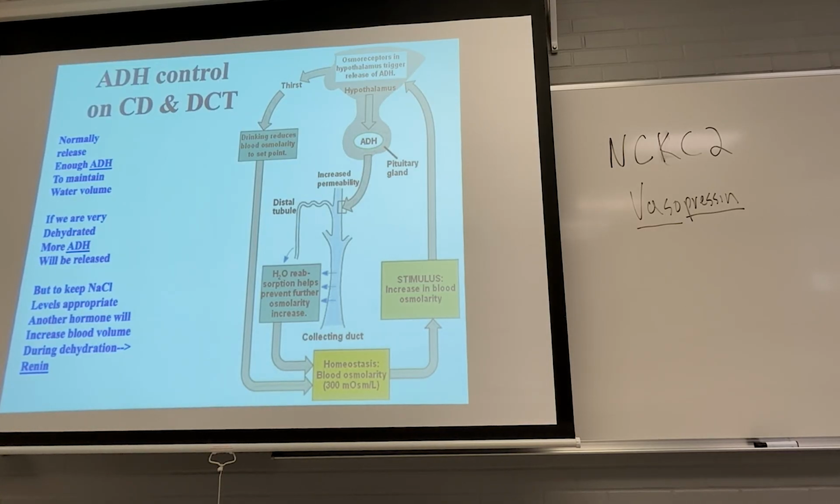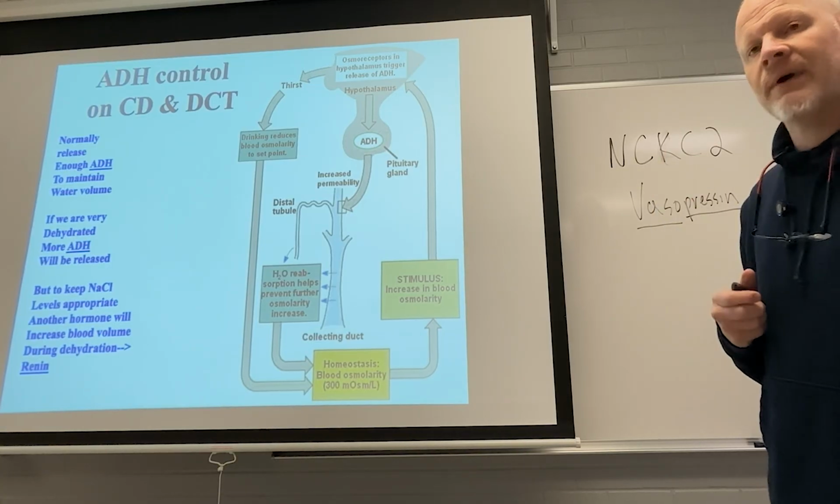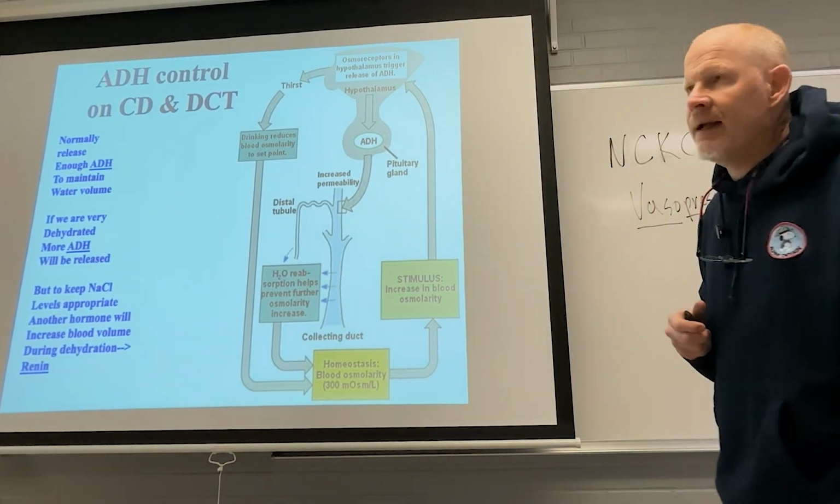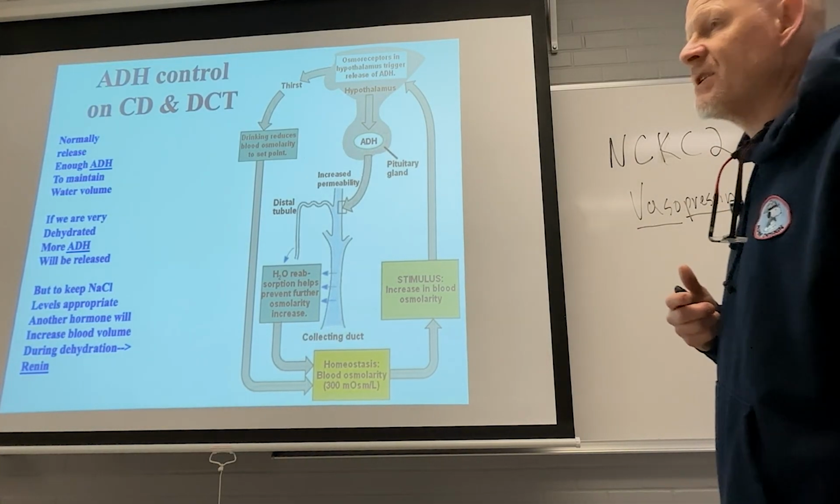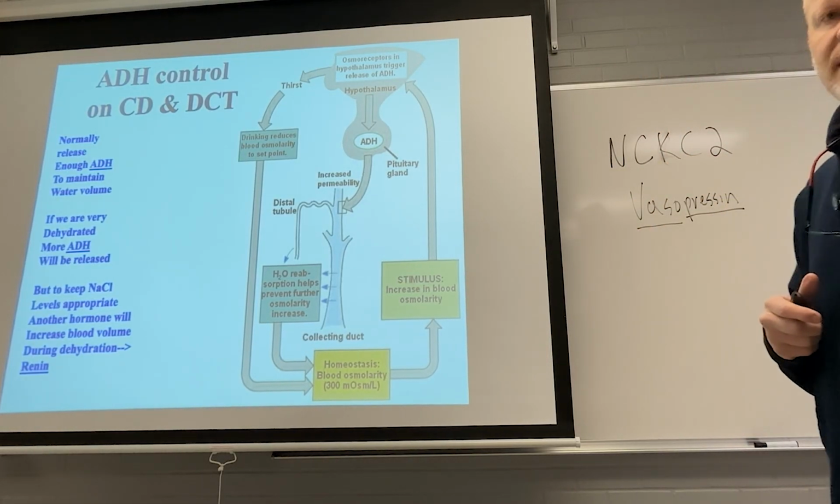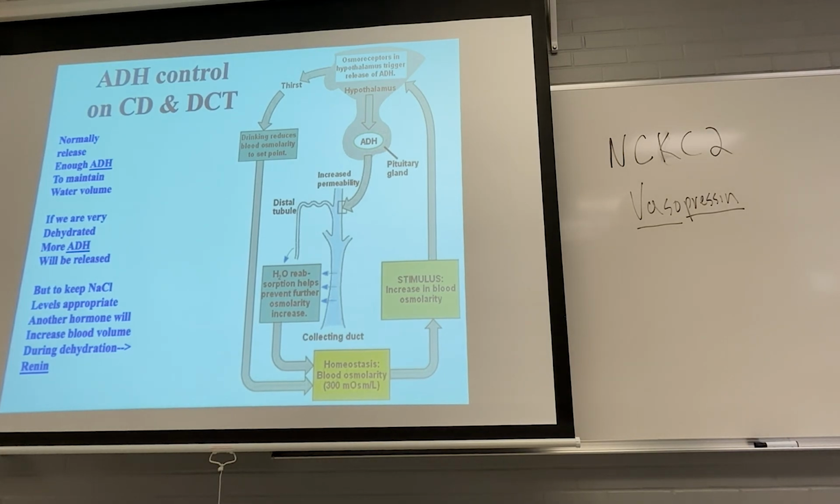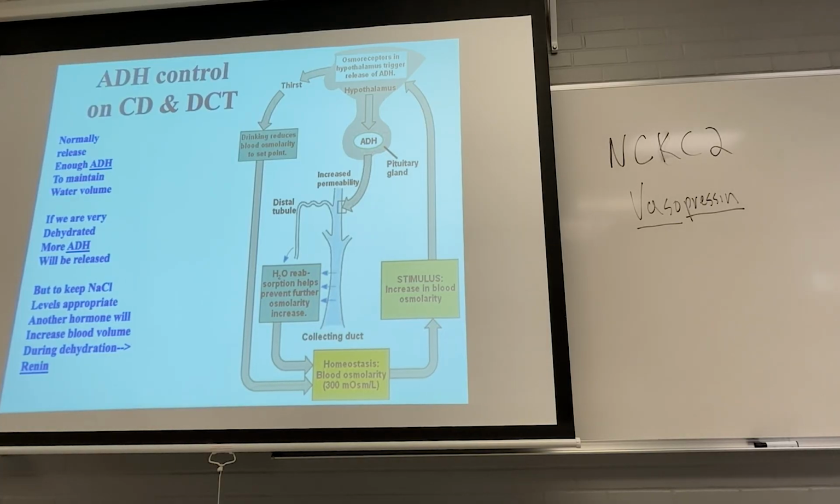So how does ADH work? ADH is released from the pituitary gland. You all know where the pituitary gland is? It's an outgrowth of the brain, right? It comes off the brain, and it's associated with a part of the brain called the hypothalamus, which is located at the floor of the third ventricle, one of the major cavities within the brain. It grows off of the brain, and it has two lobes, an anterior lobe and a posterior lobe.